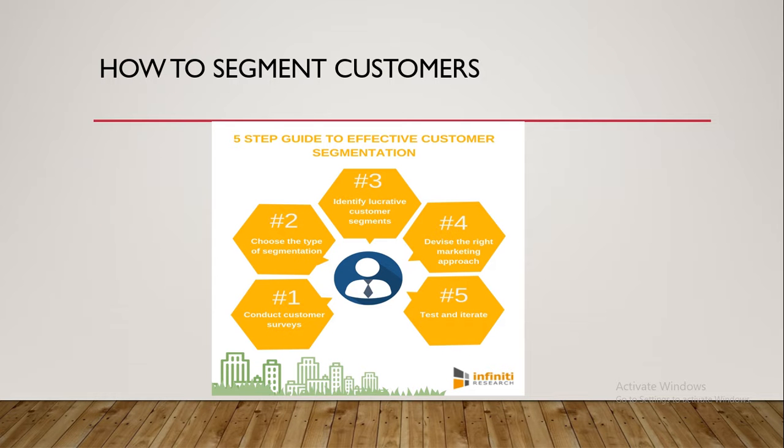This can be divided into 5 steps. In the first step, we have to conduct customer surveys, and then we have to choose the type of segmentation, like age or gender. Then we have to identify the customer segments, then devise the right marketing approach for it, and then test and iterate through all these approaches.